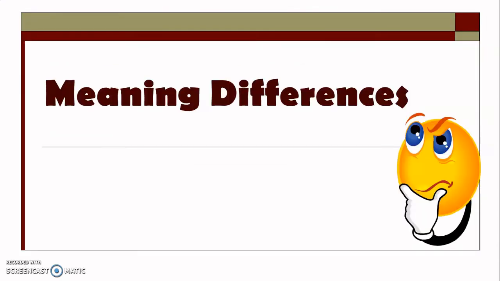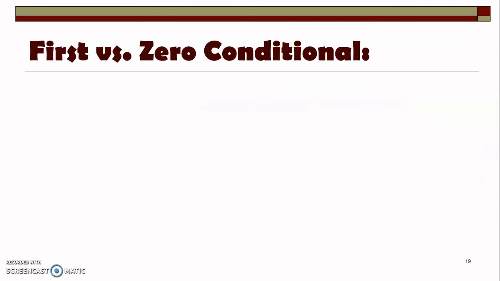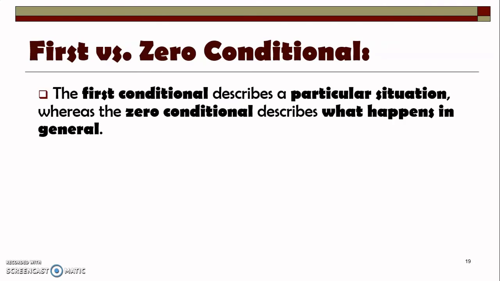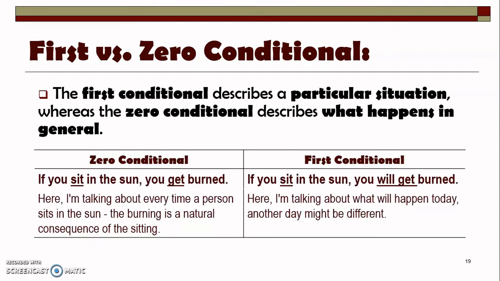Now let me give you a little chat about the meaning differences that can be created with these conditional types. So you have to be careful. First, let us compare and contrast first and zero conditionals. The first conditional describes a particular situation, whereas the zero conditional describes what happens in general. Look at these examples. If you sit in the sun, you get burned. So here I'm talking about every time a person sits in the sun, the burning is a natural consequence of the sitting.